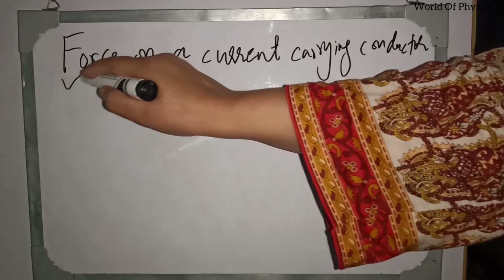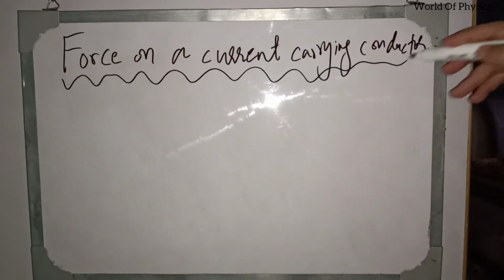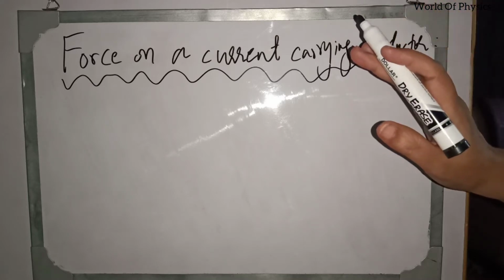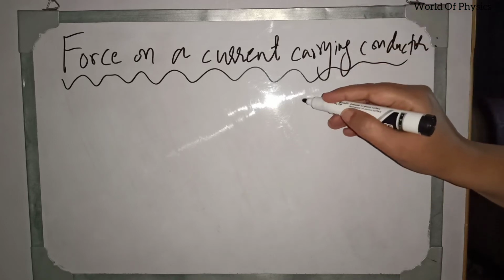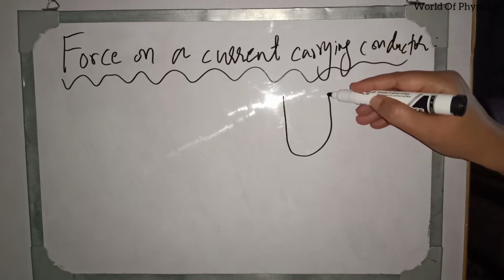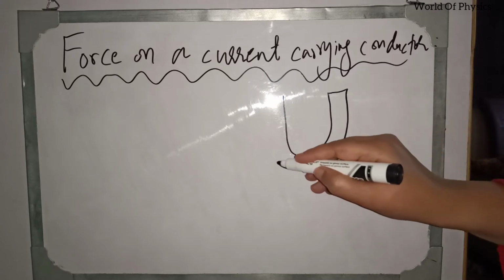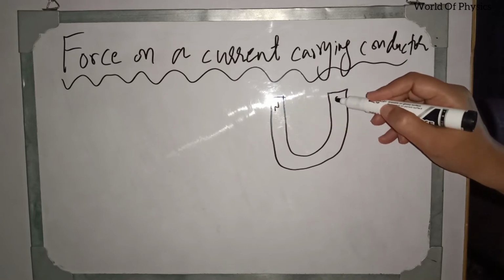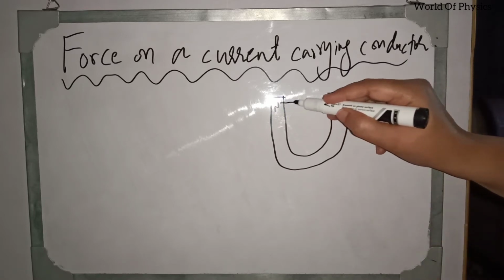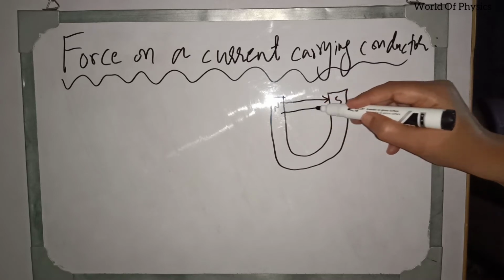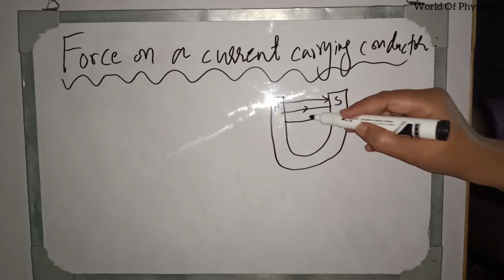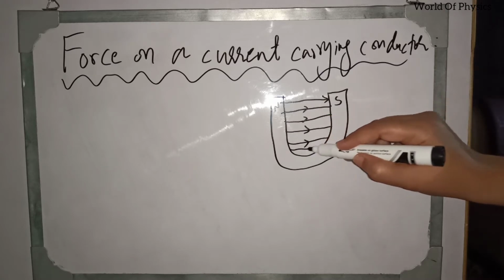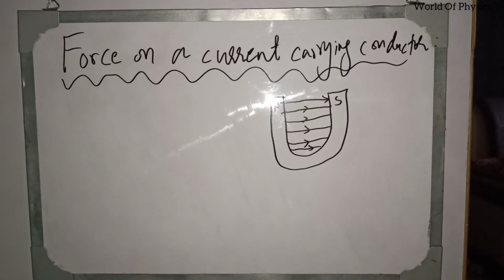Today our topic is force on a current carrying conductor in a uniform magnetic field. For this purpose, we need to have a permanent magnet. A permanent magnet is most probably in the form of a U shape, having a north and a south pole. Its magnetic field is uniform in between these two poles, pointing from north towards south, because magnetic field lines originate from north and terminate in the south pole.